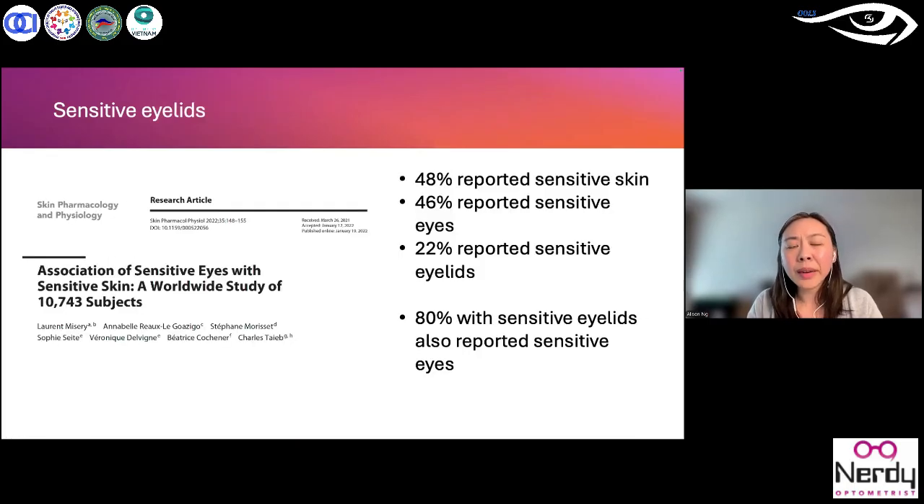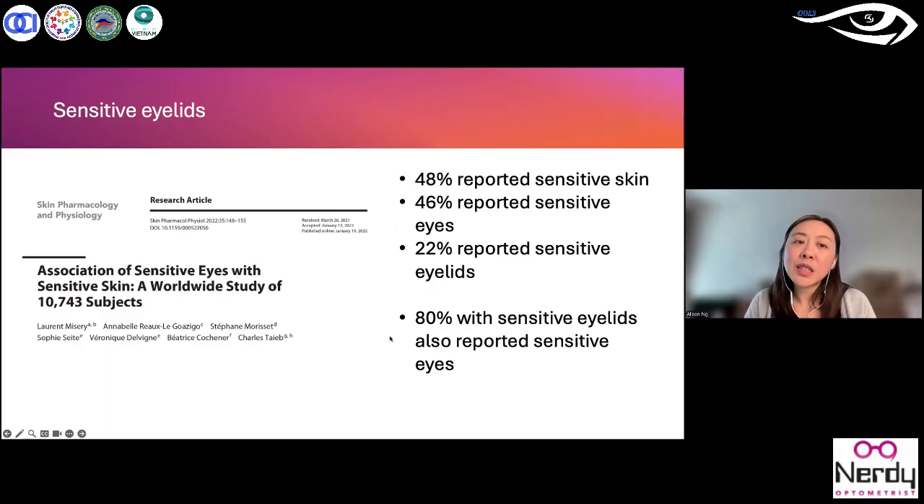And it's pretty common, actually. This is a survey that looked at a representative sample in 5 different countries: Brazil, China, France, Russia, and the USA. Over 10,000 respondents took part in this particular survey. And almost 50%, so 48%, reported that they felt they had sensitive skin. Another 46% reported sensitive eyes, and 22% reported sensitive eyelids.